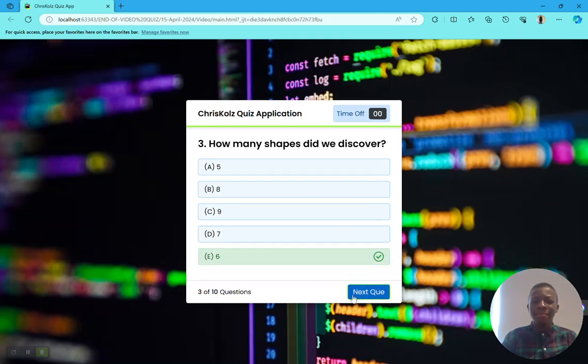That's 3. That's 3 questions down, 7 to go. The answer is 6, as we've calculated and counted by ourselves, so it can be easier for us to answer the quiz. Next.